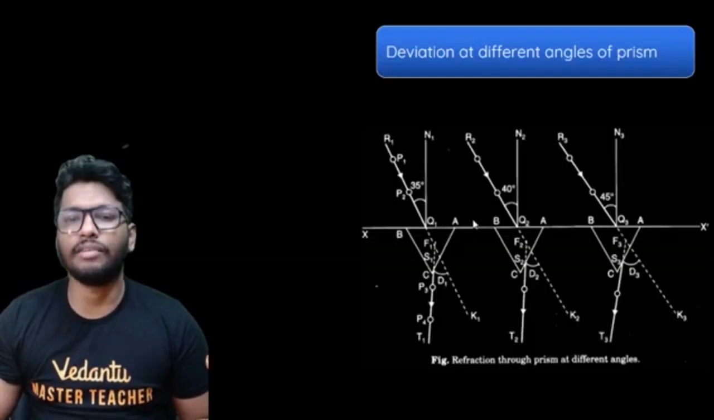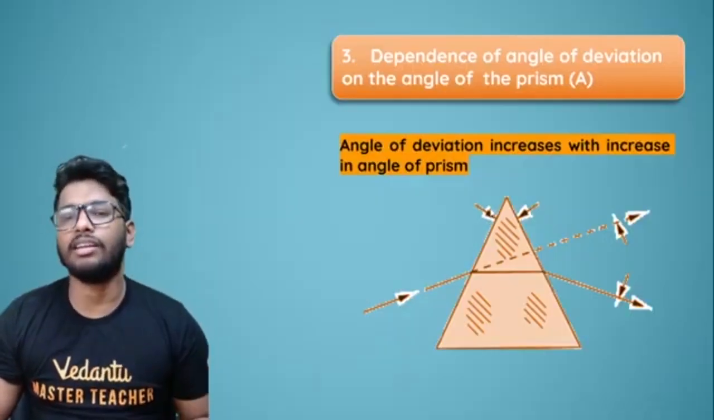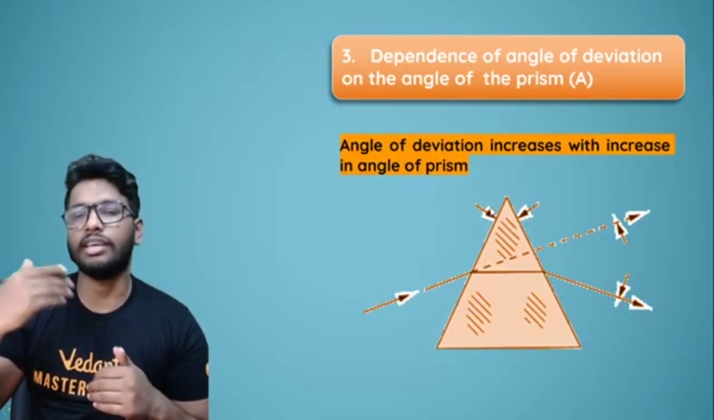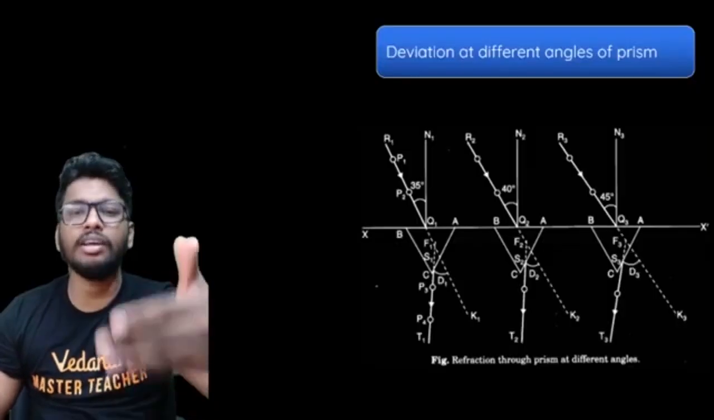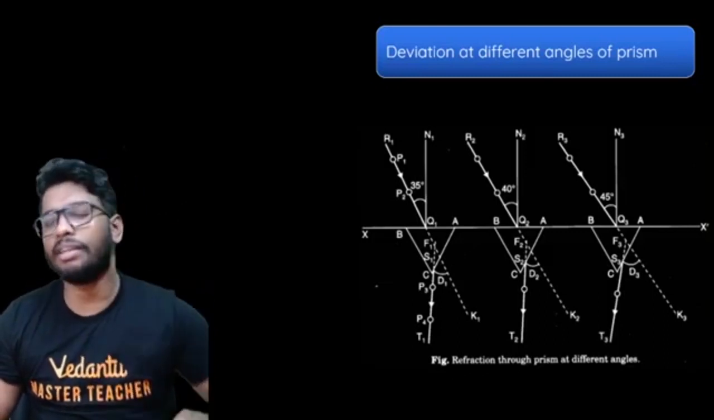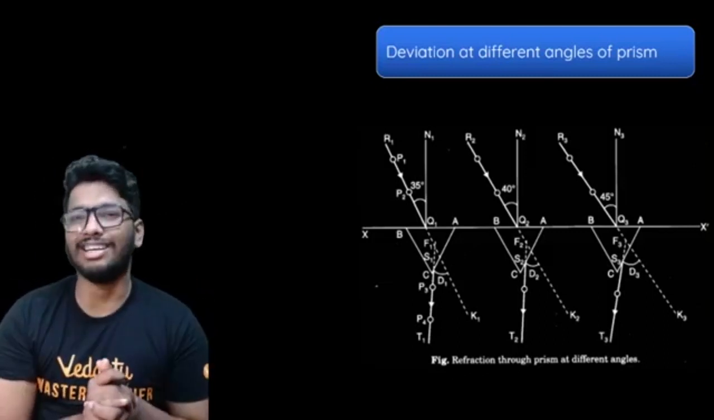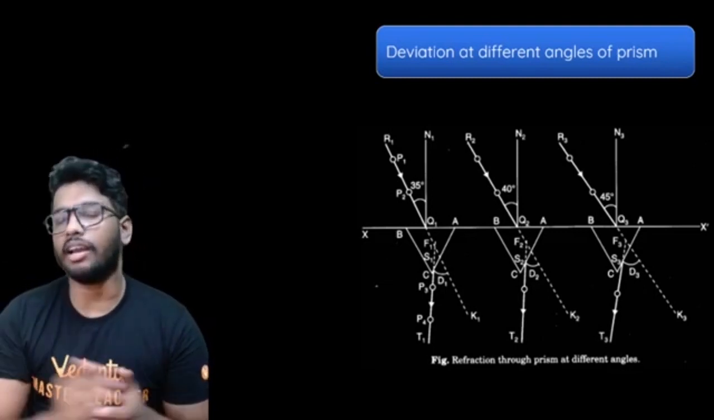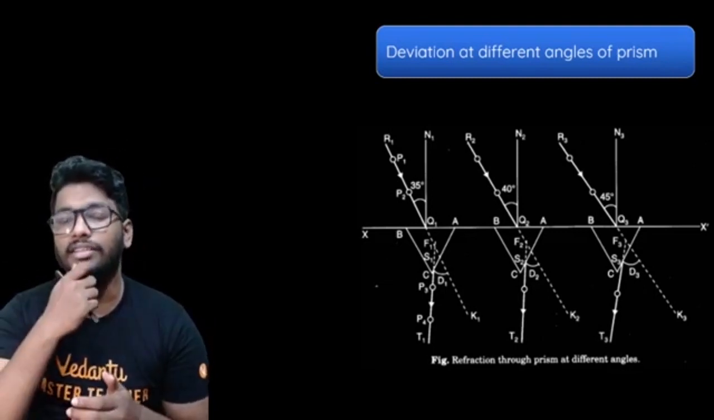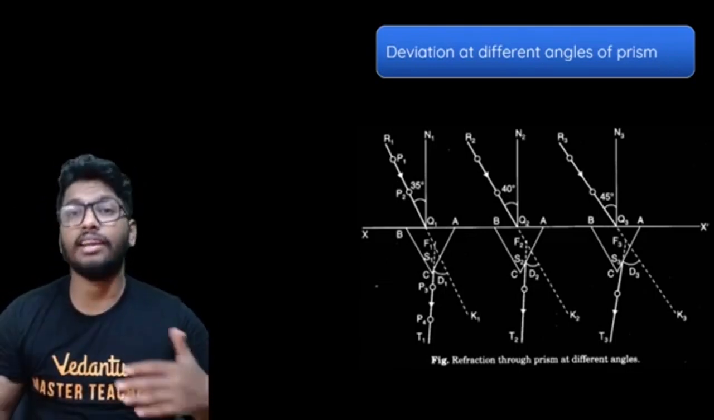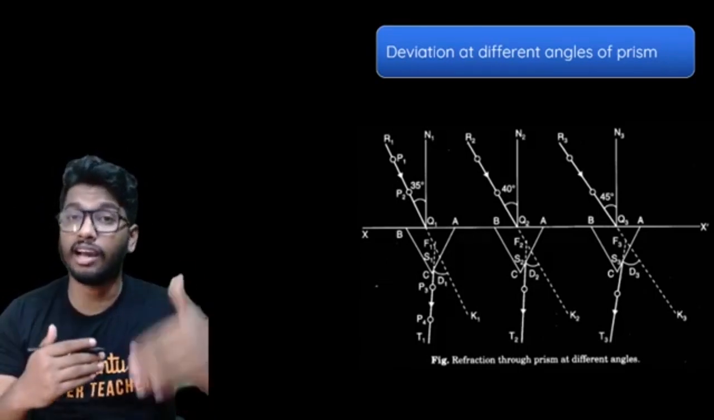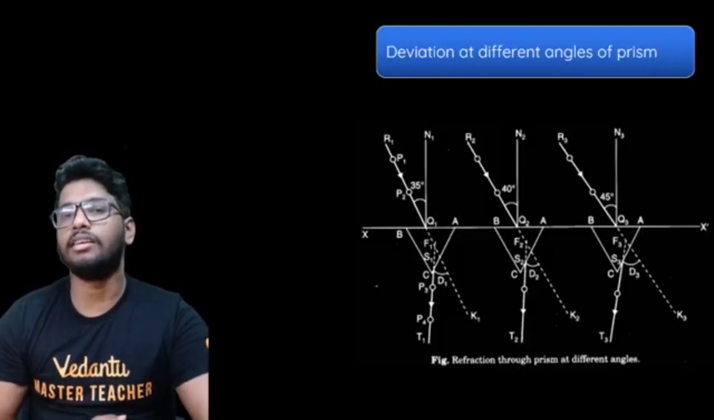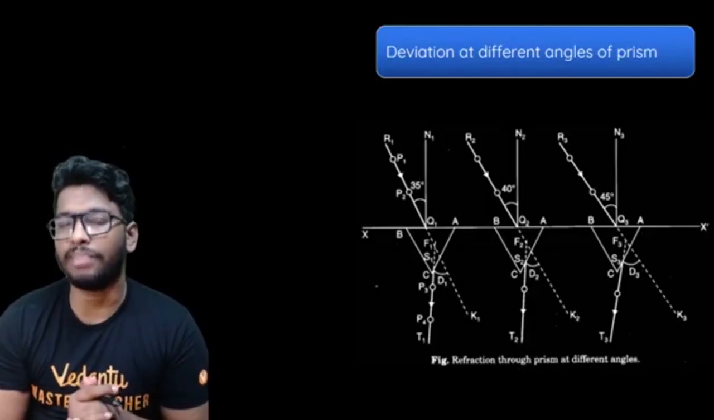But yes guys, to give you an idea, as the angle of prism increases, the angle of deviation also increases. But this one is actually for the incident ray, so it's a completely different picture. But yeah, this will give you an idea of how it is. So if you increase the angle of incidence, the deviation also increases. But if the angle of incidence is almost equal to the angle of emergence, then the deviation is bare minimum.